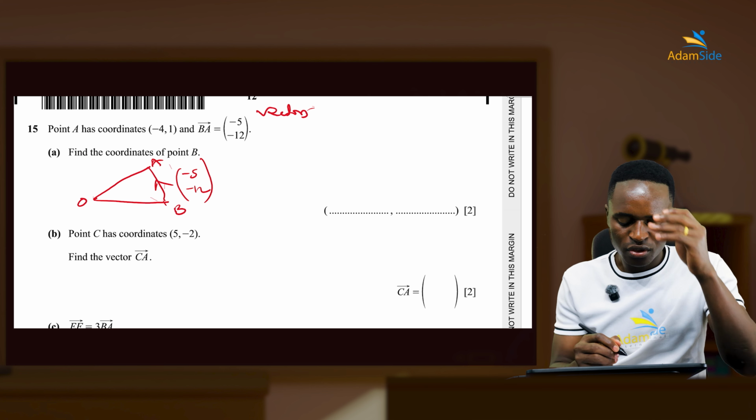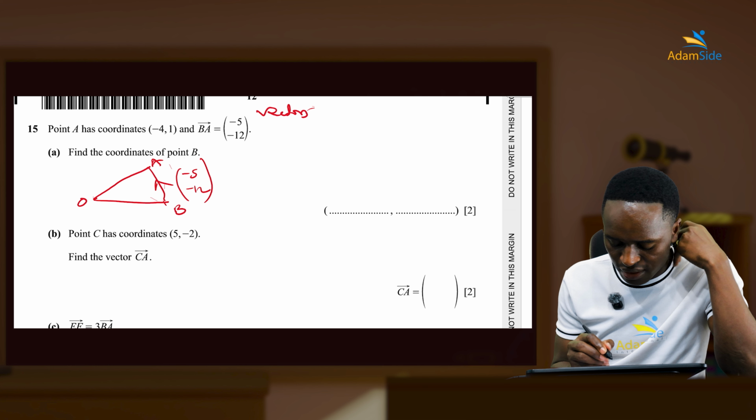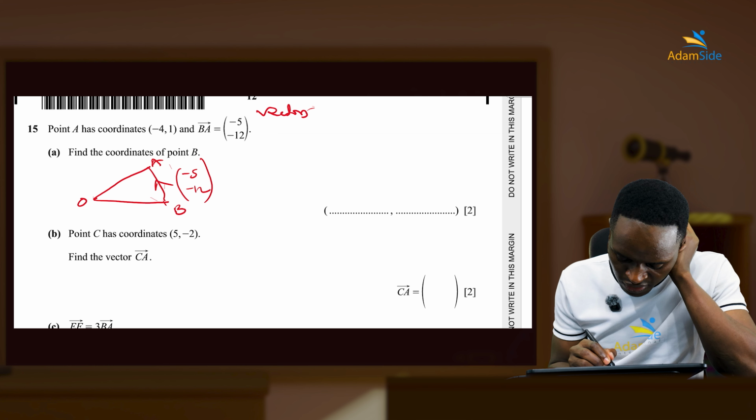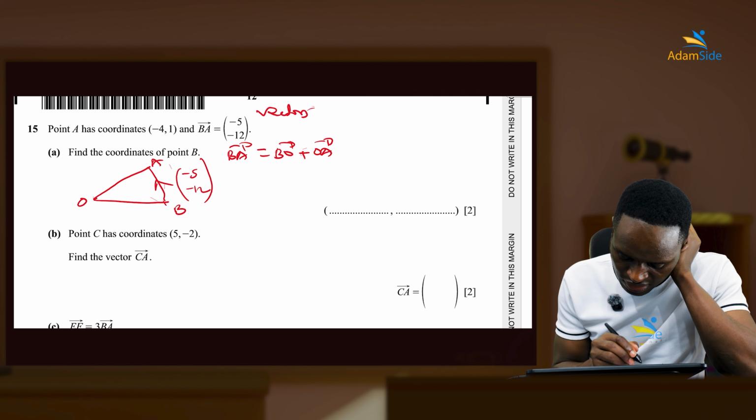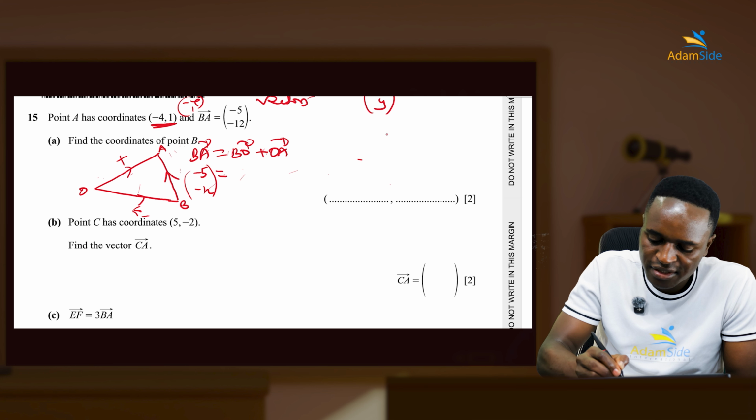This is vector BA. To get vector BA, you have to go for BO plus OA. So vector BA is equal to BO plus OA. But BO is negative and that's positive. Now we know vector BA is -5, -12, and this is negative x, y, then plus vector OA, which is -4, 1. It's very simple.